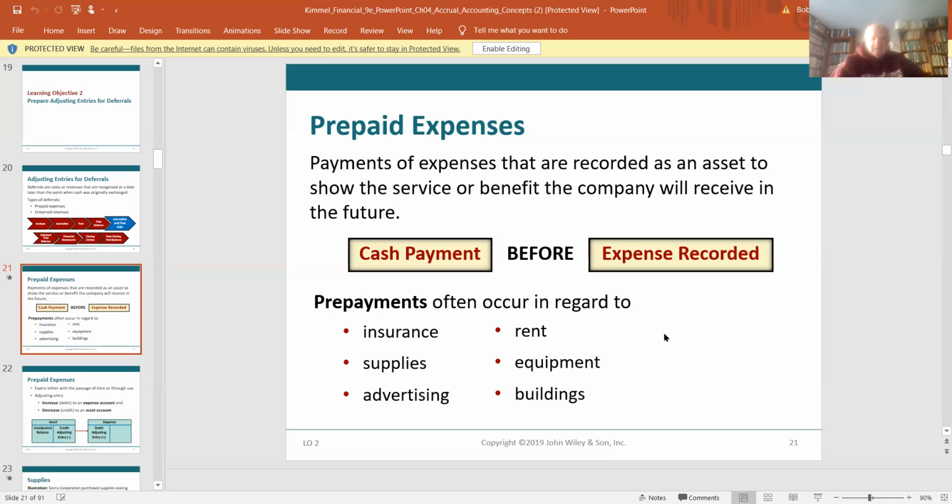Okay? So prepaid items are expenses paid in advance. We purchase them in advance. And there's all kinds of different ones. In our book, insurance and supplies are prepaid. You can have prepaid advertising, prepaid rent, and we have depreciation on buildings and equipment, okay? Prepaid, money changed hands, but nobody's done anything yet.